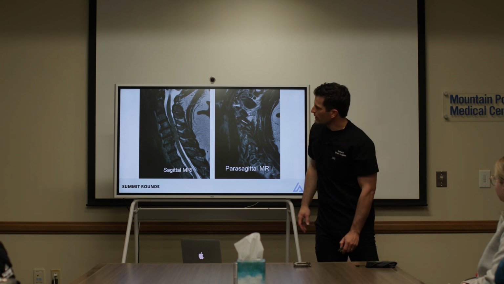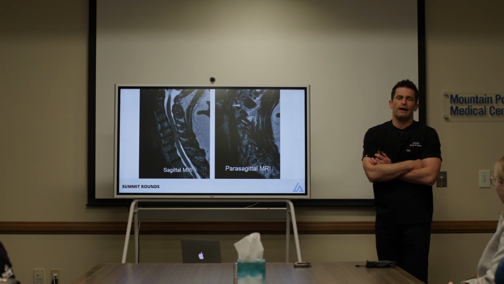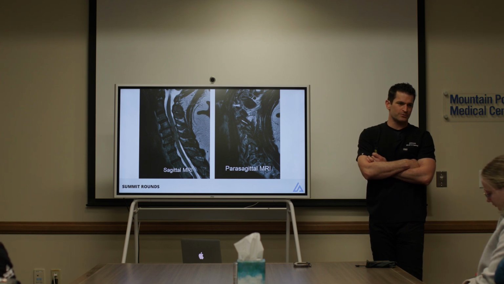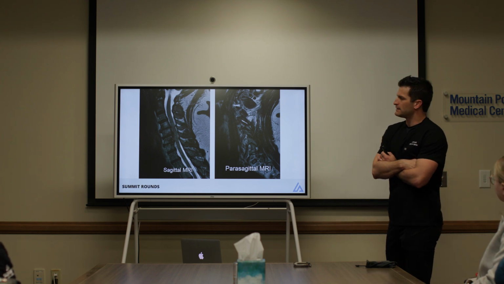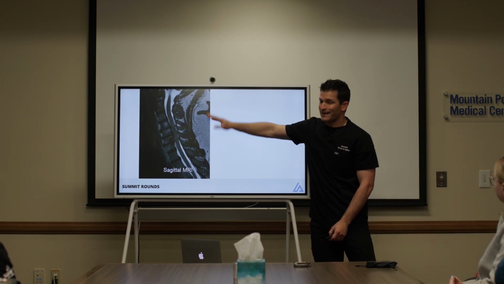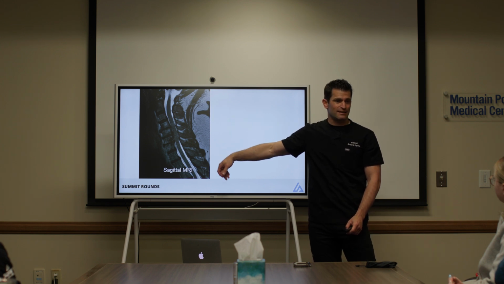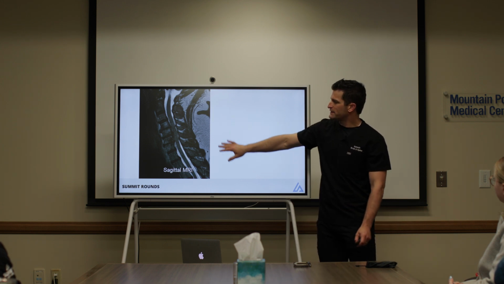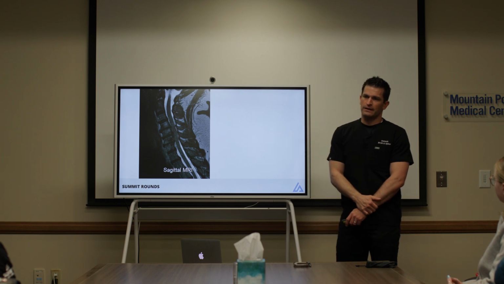Okay, this is cervical. So we've talked a lot about lumbar cases. We know we have facet joints in the cervical spine as well. What do we see on this? You can't see the facet joints on this scan because they're out of plane, right? So what do you see on this MRI of the cervical spine?